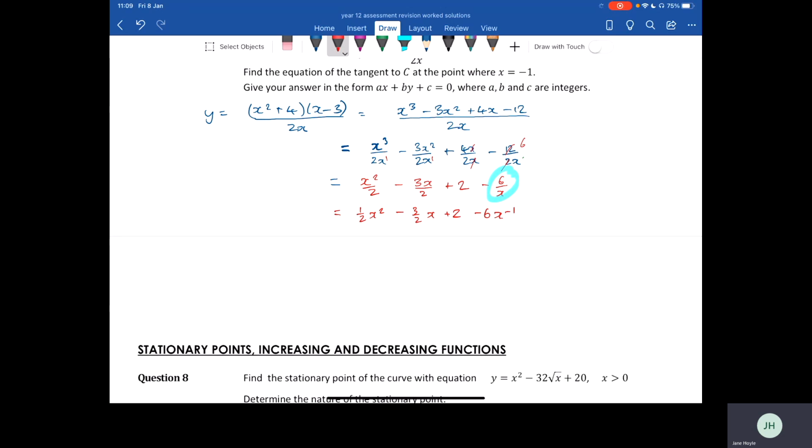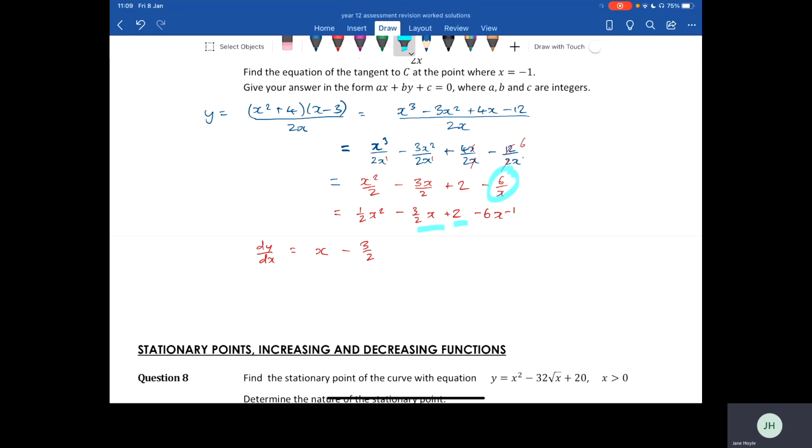So if I differentiate that, I'll have a half times 2, so that's just going to get me x. Here I am differentiating minus 3 over 2 x. The x vanishes, I'm just left with 3 over 2. Differentiate the 2 and that just goes, it's just a constant.